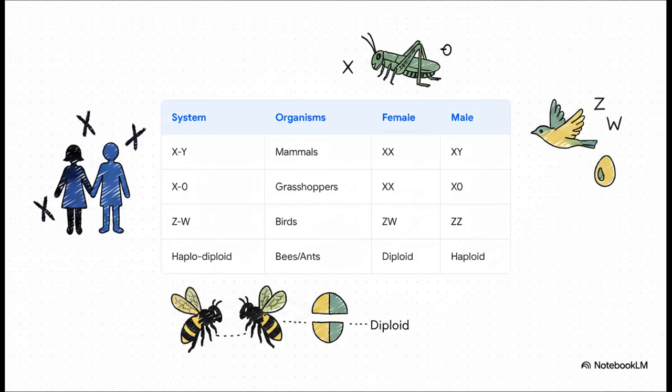But look at how wild the diversity is here. Grasshoppers use an X0 system, where males just have one sex chromosome. Birds use a ZW system, where the egg, not the sperm, dictates the sex. And bees, they don't use sex chromosomes at all. The males just develop from unfertilized eggs.